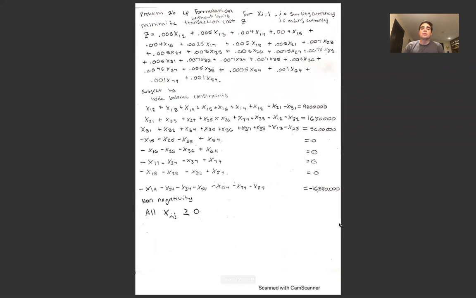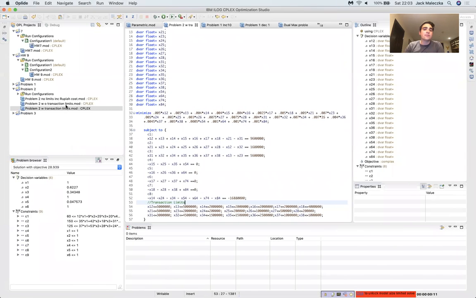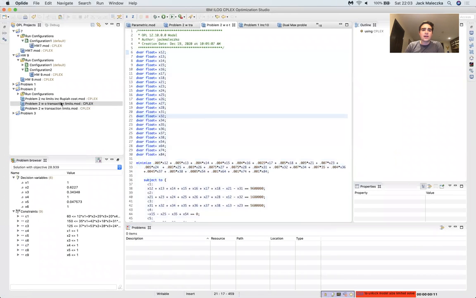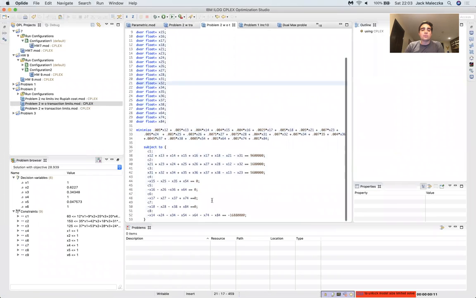Now, part B is asking us what happens if there are no transaction limits. This is pretty easy to reformulate. We have the exact same minimization function and almost the exact same constraints. We just lose all of those transaction limit constraints. And so then we just end with our non-negativity, again, formulated in IBM DOC, but without all of those limitations.